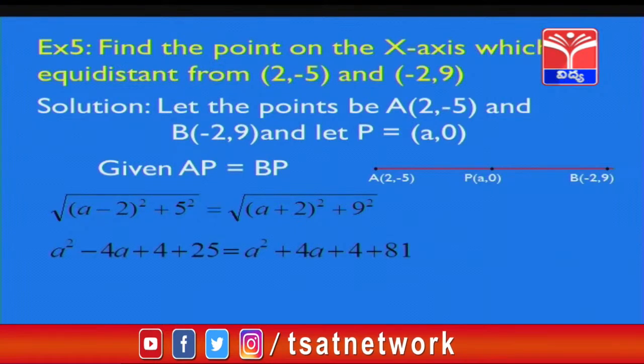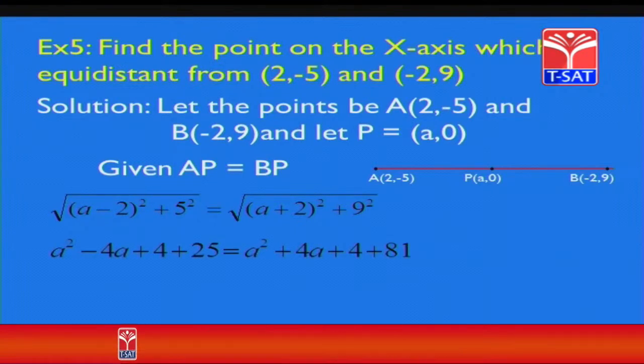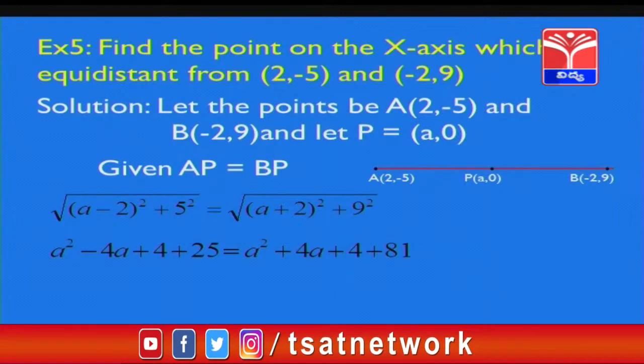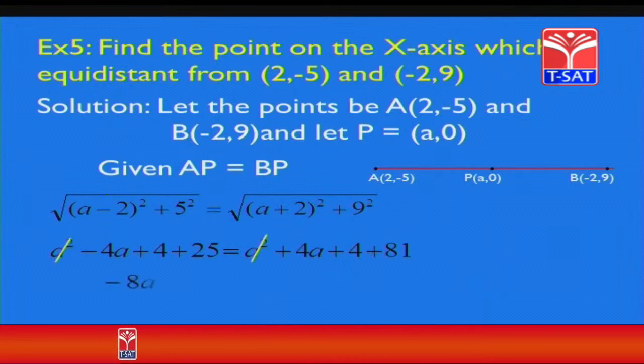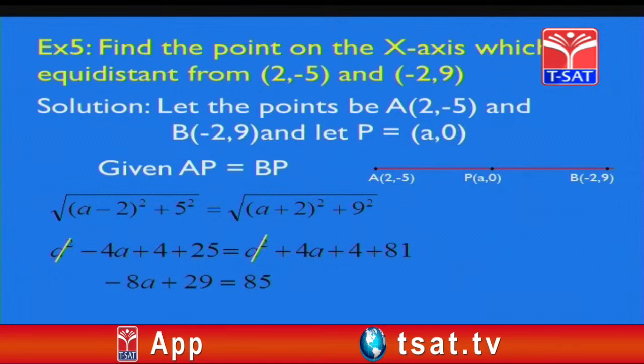When I square on both sides, we can actually remove the square roots, children. So, squaring on both sides gives us a square minus 4a plus 4 plus 25 is equal to a square plus 4a plus 4 plus 81. Cancel a square on both sides.